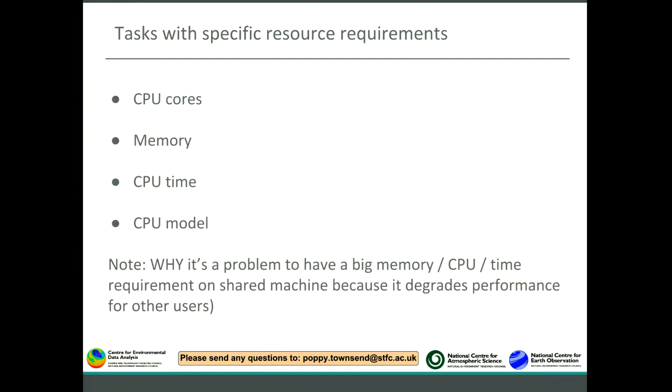If you have tasks with specific resource requirements, the four are listed starting with the compute power, how many cores; the memory, the size of memory that your job needs; and how long the task will consume this memory and compute power, which is the CPU time. Also, in some cases your code will run on a specific CPU model, especially compiled languages like Fortran and C, which are sensitive to floating point arithmetic. Why do you need to specify? Because otherwise it can degrade performance for other users.